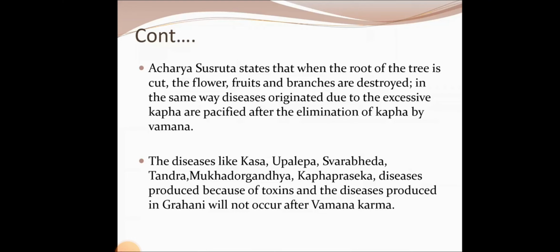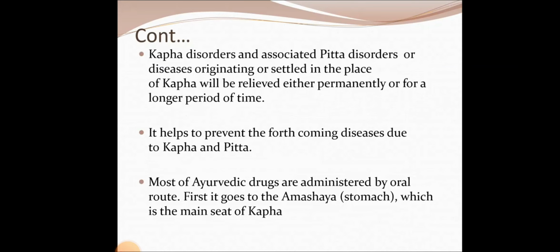eliminated or pacified. Also, diseases like Kasa, Ubaleba, Swarabheda, Tandra, Mukhadaurgandhya, Kapaprasega, diseases produced because of toxins, and the diseases produced in Grahani will not occur after Vamana Karma. This quotation you cannot memorize by heart, but this matter you can learn and write in the exam. Diseases like Kasa, Ubaleba, Swarabheda are mainly kapha predominant diseases. Kapha prasega and mukha daurgandhya will not occur after this vamana karma.